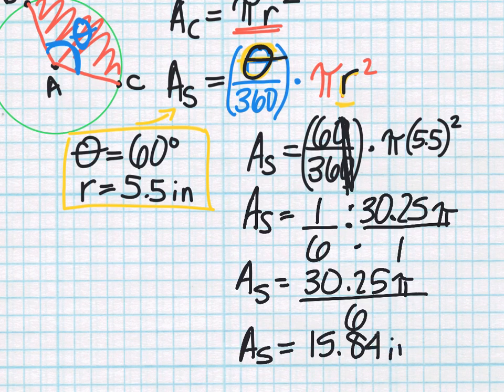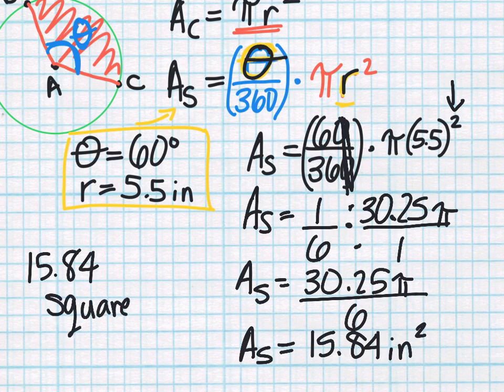15.84 inches. And since I have my inches squared up here, if you notice, this is area, my inches should be squared. So if you need to write your answer out, you could also say 15.84 and then just use words and say square inches. That is the area of this sector.